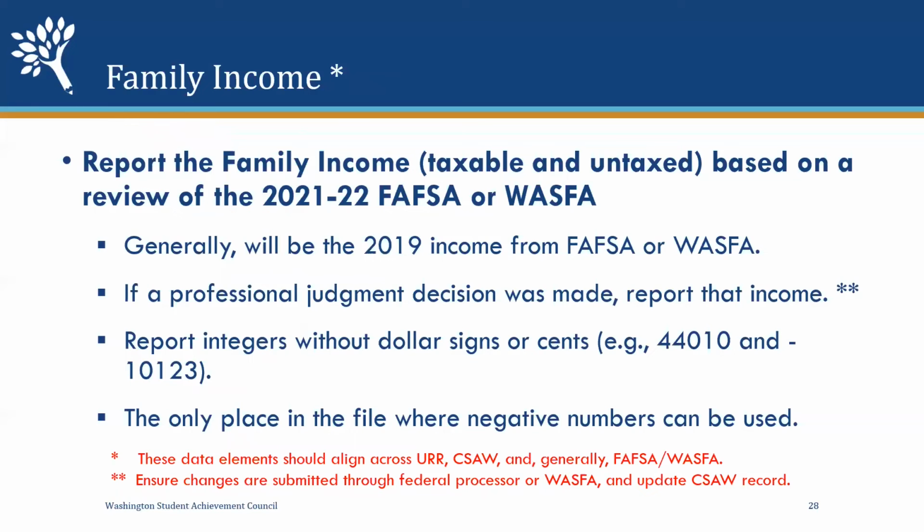Family income, both taxable and untaxed, is based on a review of the 21-22 FAFSA or WSFA. Generally, the 2019 income is reported for the FAFSA or the WSFA. If a professional judgment decision was made, report that income. And additionally, if there was a substantive change, make sure those changes are submitted through the federal processor or through WSFA, and update that SEOG record.